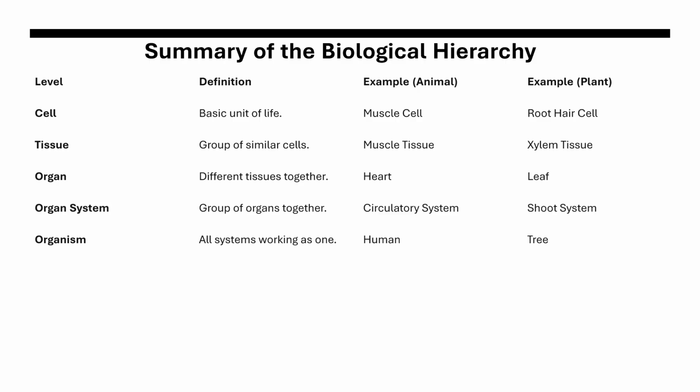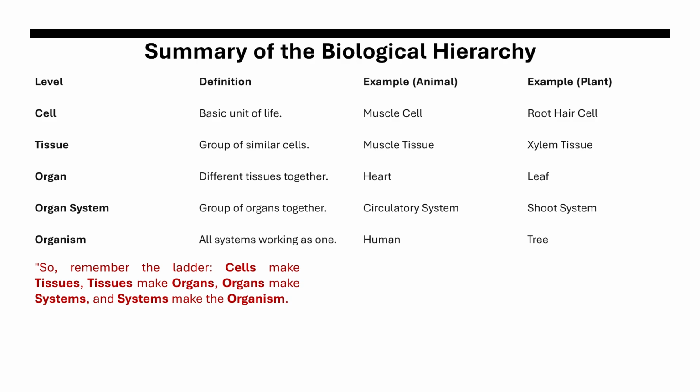As a summary of this biological hierarchy, the cell is the basic unit of life, a tissue is a group of similar cells, an organ is a collection of different tissues working together, an organ system is a group of organs together, for example the circulatory system, and an organism is all systems working together as one. So remember, what is the ladder here? The ladder is cells make tissues, tissues make organs, organs make systems, and systems make the organism.